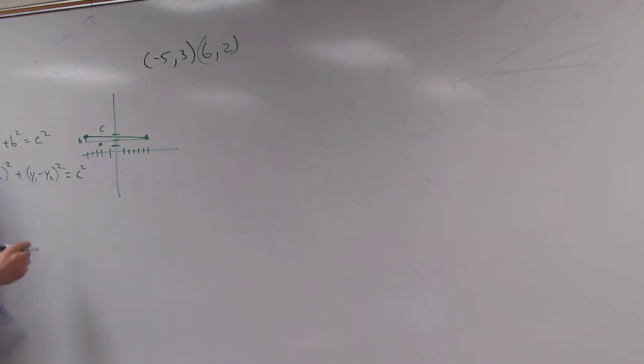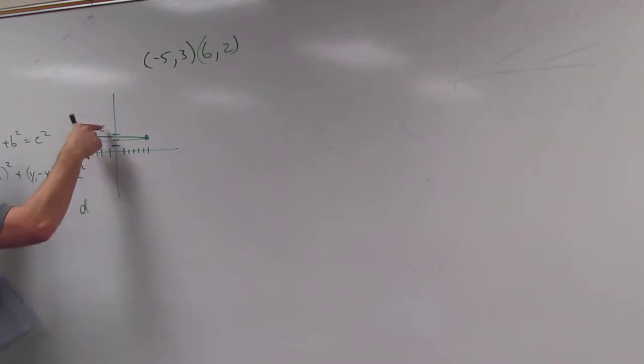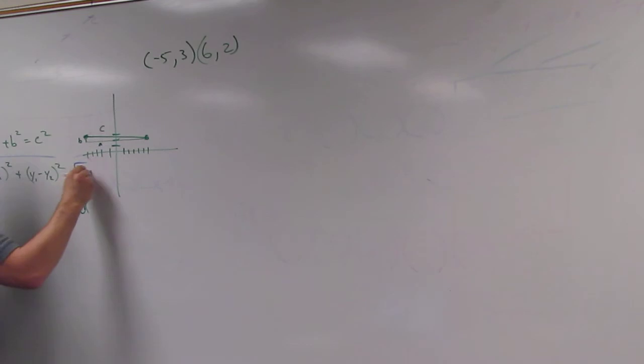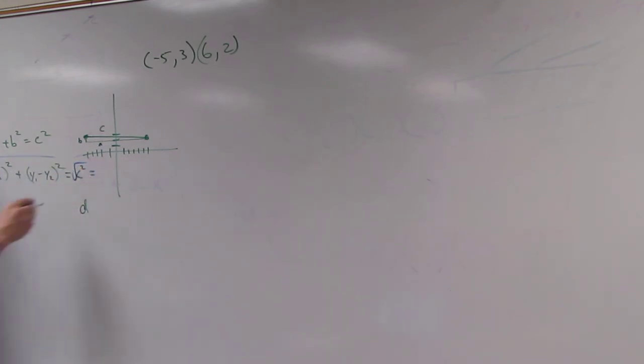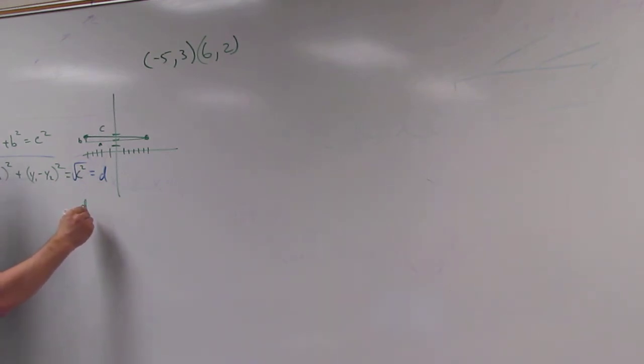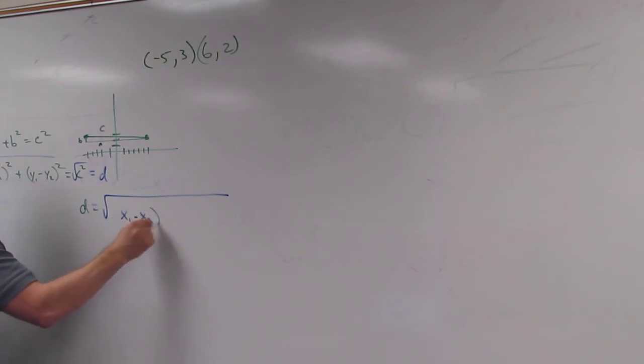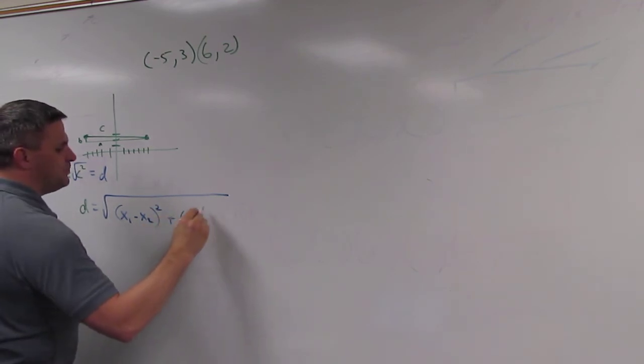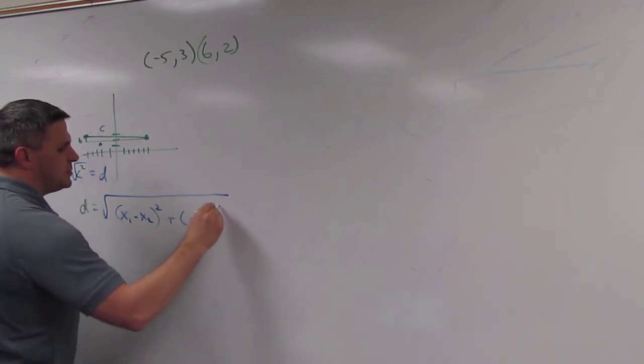But what I want is a distance formula. So for the distance c, what I'll have to do is take the square root of both sides. The square root of c squared is going to equal d. So now I know what d is going to equal. It's going to equal the square root of x sub 1 minus x sub 2 squared plus y sub 1 minus y sub 2 squared.